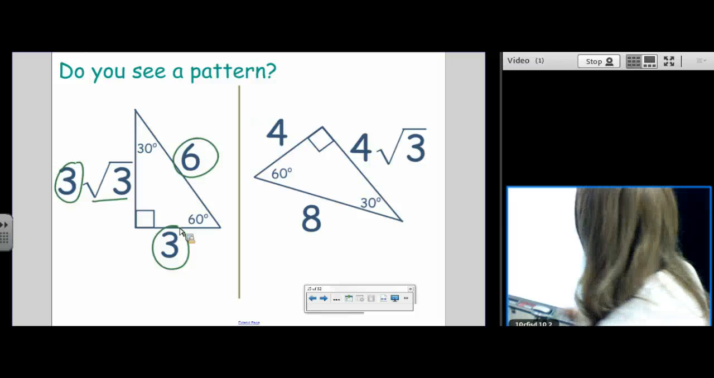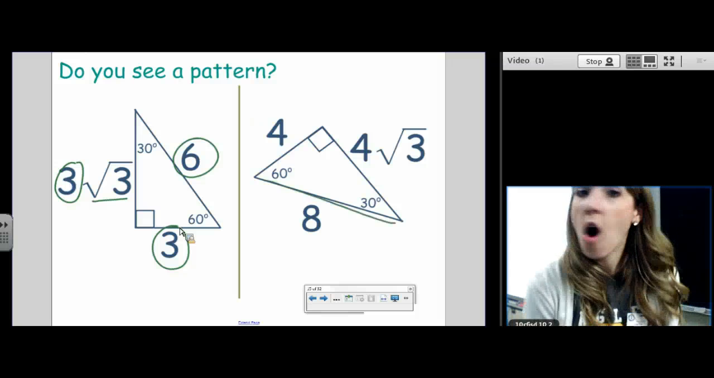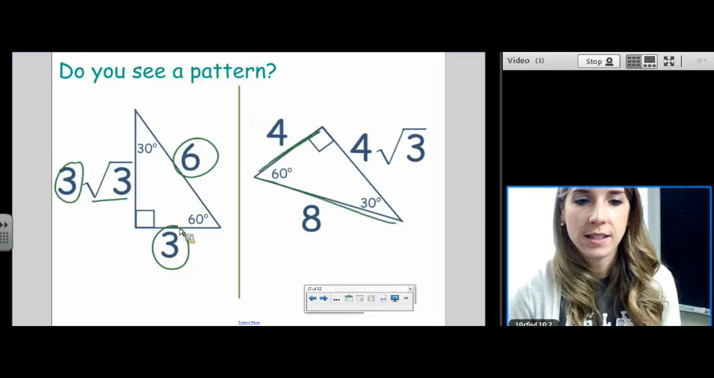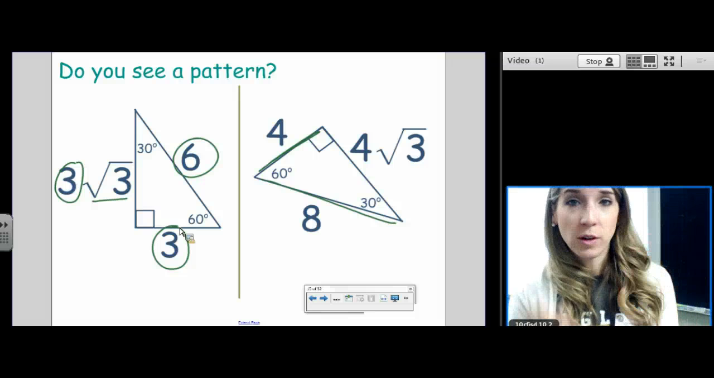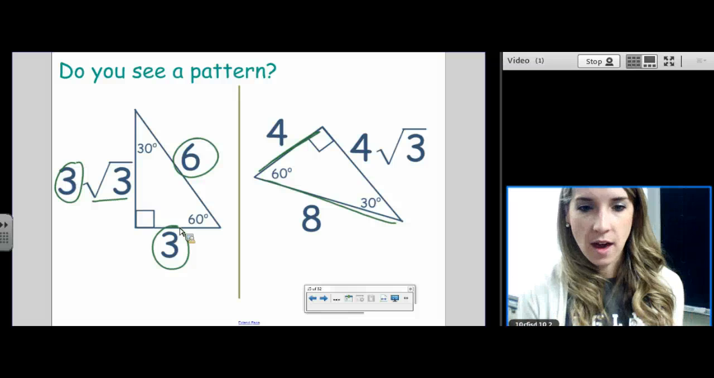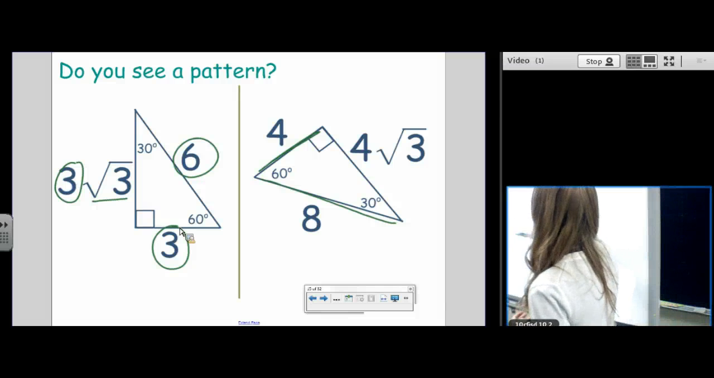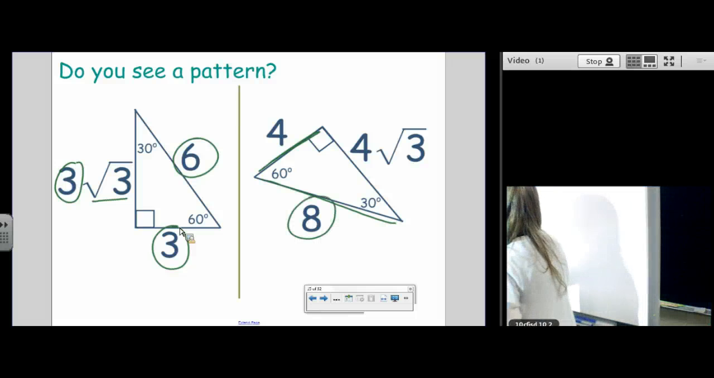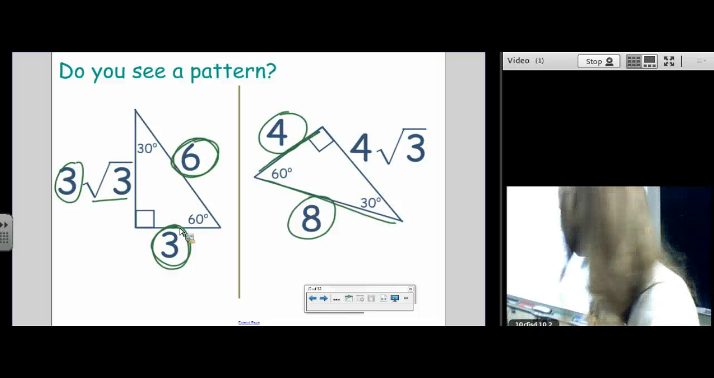Notice someone mentioned the hypotenuse is always double the short leg. Always, every time, 2x. I would do those two first when I'm solving for these. I would always tackle the short leg and the hypotenuse first because one is double the other. So just look at that relationship. 8 is double 4. 6 is double 3. 3 is half of 6. 4 is half of 8.